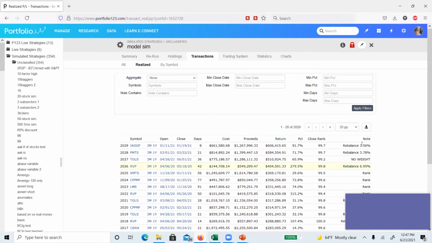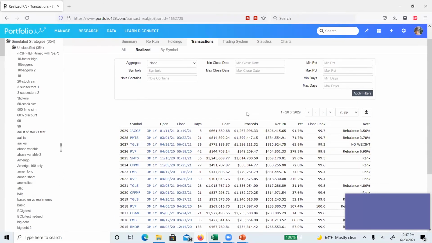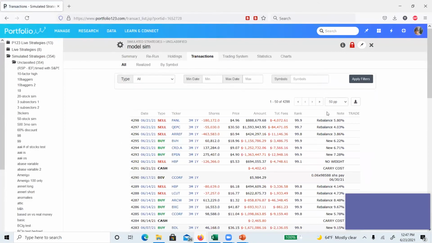These are the rebalancing percentages here, which are interesting to look at. Sorry, let's go back to all. I'll show you that. Here's date by date, the kind of rebalancing things that you're going to look at. So one thing I like to look at is if I'm buying a new position, 6.22%, 6.71%, 7.28%, they're all ranked really high.